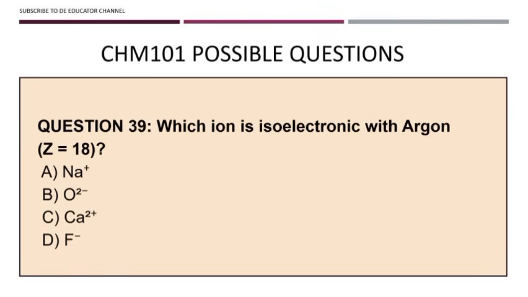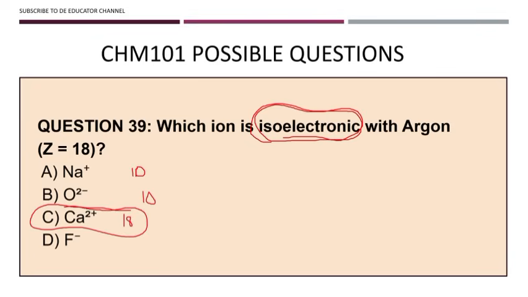Question 39. Which ion is isoelectronic with argon? Argon is 18. When you see isoelectronic, it's just telling you which ion has the same electronic configuration as a normal element. Remember, sodium is 11. Sodium plus, since it's 11, is going to be 10. Oxygen is 8. It's gaining 2, which means it is 10. Calcium is 20. 2 plus, which is losing 2, which means it is 18. You can see it resembles argon. So the correct answer is calcium. When you see questions like this, they're very simple and sweet. Just pick the answer and go.